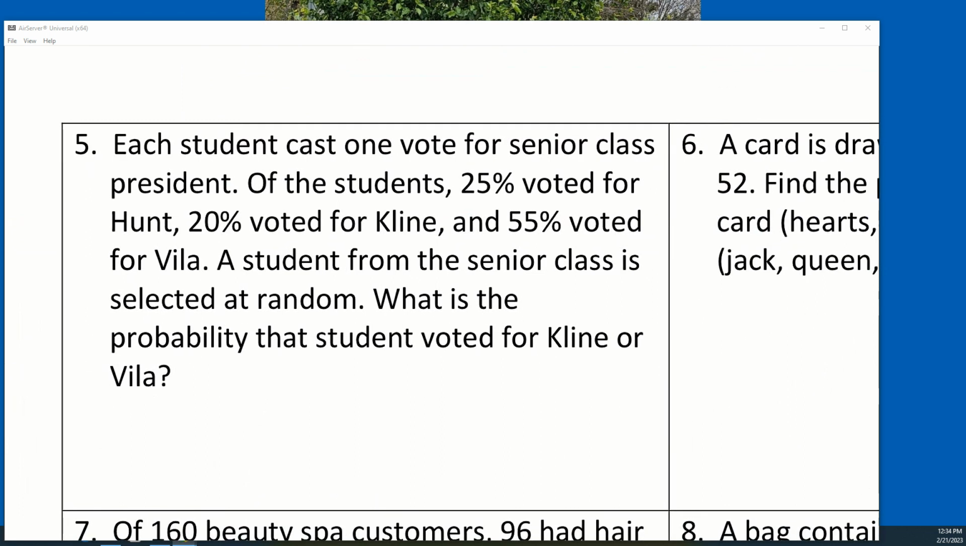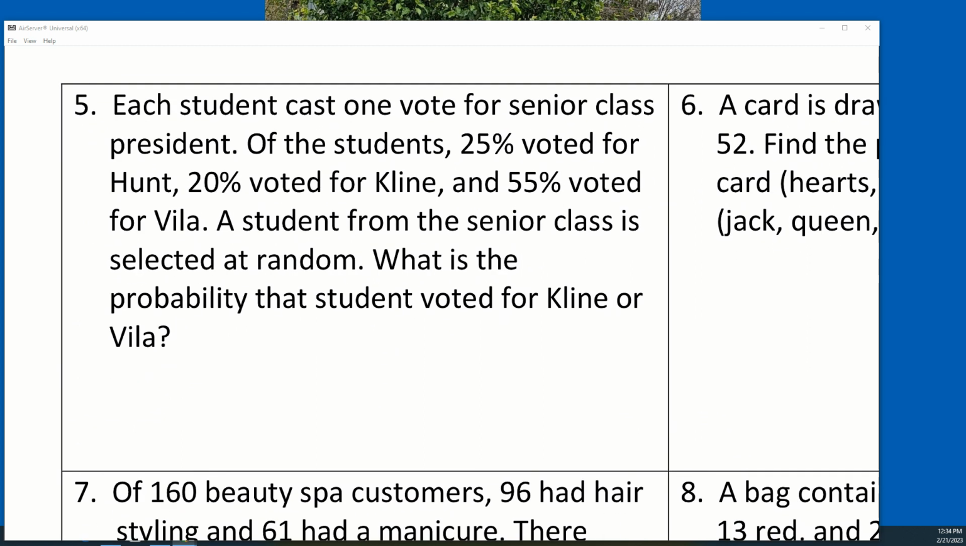So number 5 says each student casts 1 vote for senior class president. Of the students, 25% voted for Hunt, 20% voted for Klein, 55% voted for Vila. A student from the senior class is selected at random. What is the probability that student voted for Klein or Vila? So can someone vote for 2 people? No. So this one is exclusive. They only get 1 vote.